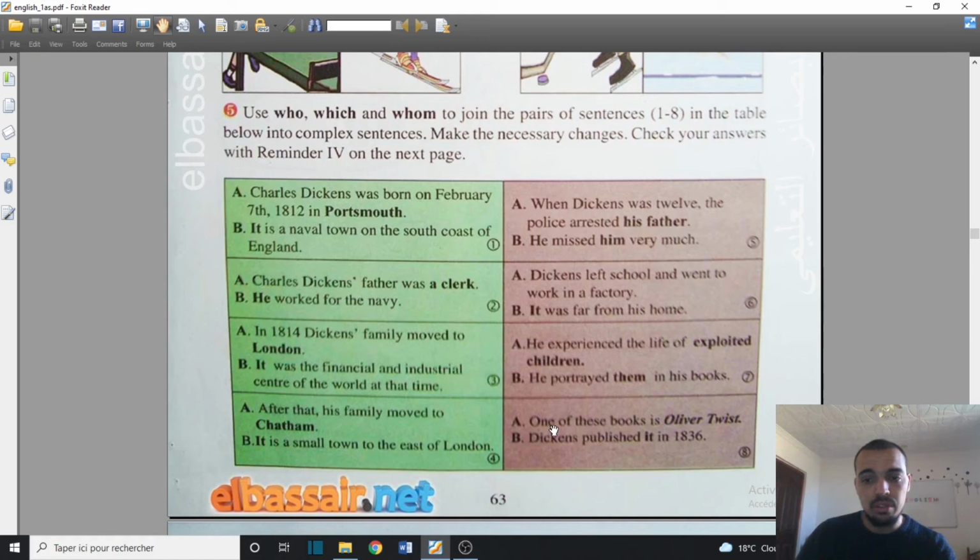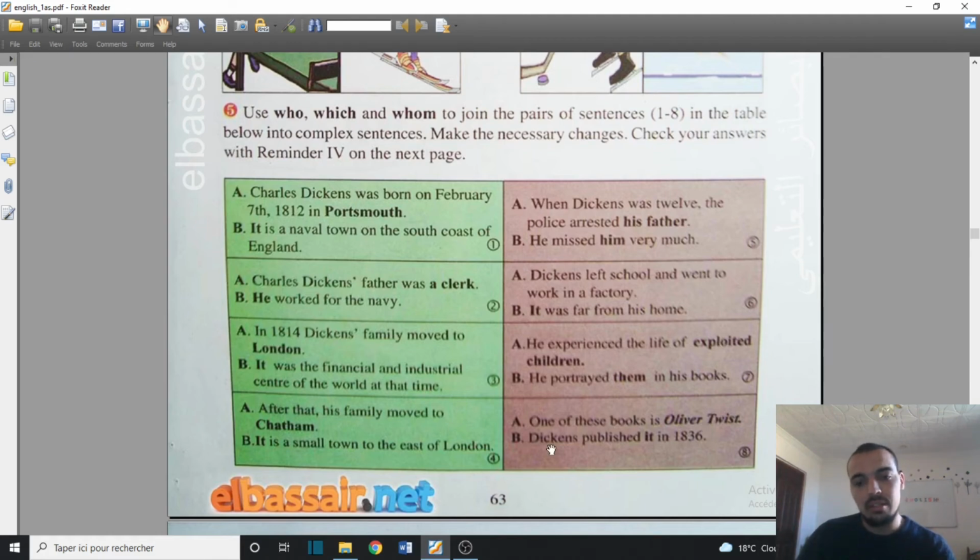Now moving on. Let's see if we have an easy example. Well, let's just go through the last item. Here, one of these books is Oliver Twist. Oliver Twist is the name of the book. One of these books is Oliver Twist.